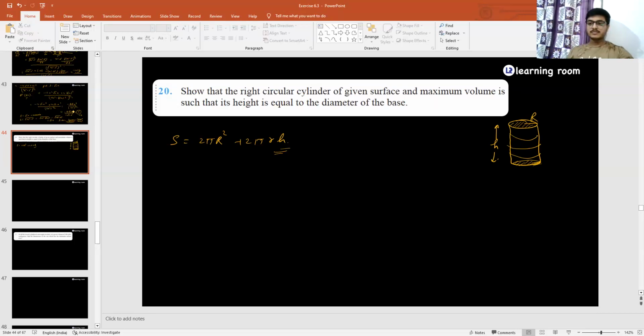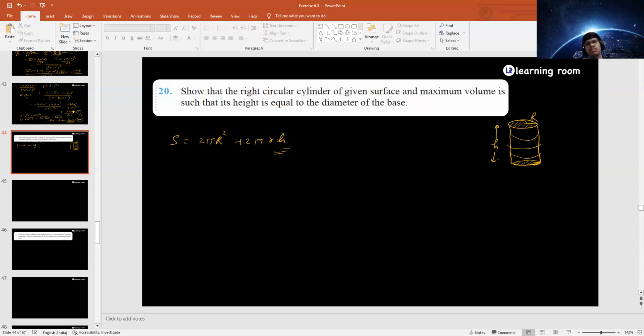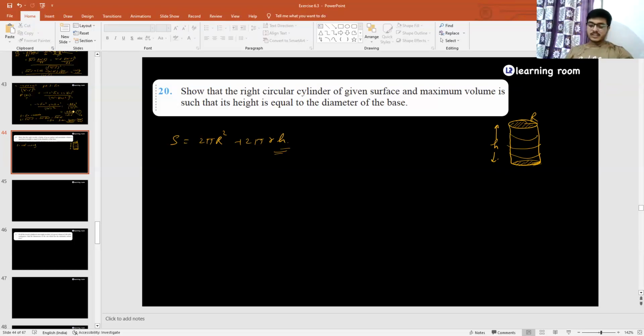Okay. So for a specific surface area, we need to find that the volume is maximum if the height is equal to the diameter. That is our condition. So what we have to do from here, we'll calculate the height. Height will be what? It will be s minus 2 pi r square upon 2 pi r. That will be equal to the height.